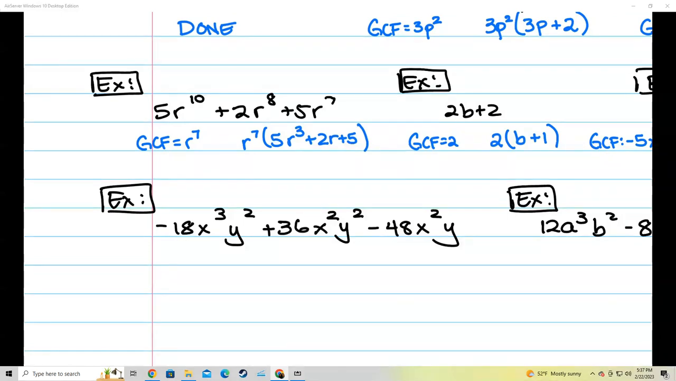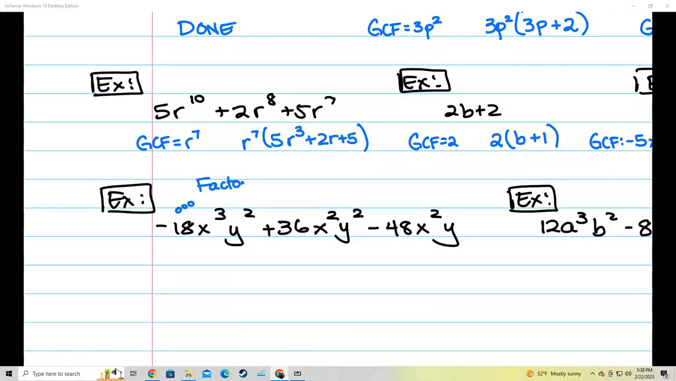Well, 18 goes into 36, but 18 does not go into 48. So let's try to make it smaller. What about 9? 9 goes into 18, 9 goes into 36, 9 does not go into 48. What about 6? 6 goes into 18, 6 goes into 36, and 6 does go into 48. So it looks like my biggest number that goes into all of them is going to be a 6. The other thing, I should have started off with this. Oh my goodness. This is starting with the leading negative.